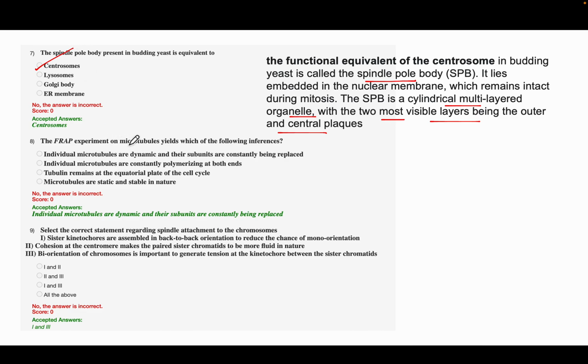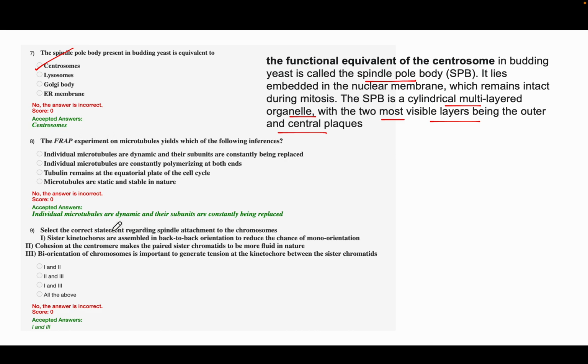The FRAP experiment on microtubules yields which of the following inferences? Individual microtubules are dynamic and their subunits are constantly being replaced. Individual microtubules are constantly polymerizing at both ends. Tubulin remains at the equatorial plate of the cell cycle. Microtubules are static and stable in nature.